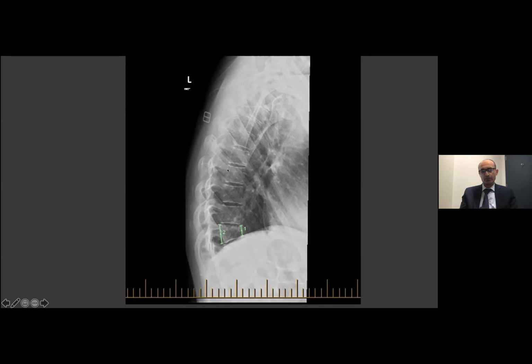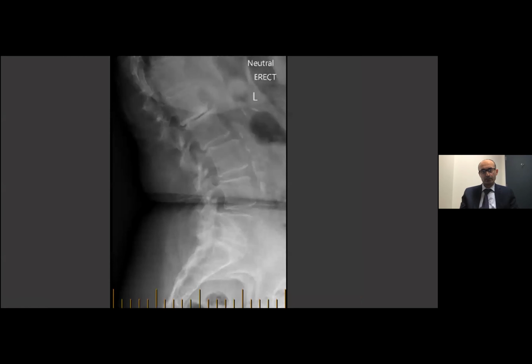But also I'll show you how this one can easily miss other small things that could be potentially important. So an erect X-ray is a good starting point, also in the lumbar spine. This one is erect and neutral, and that gives me a lot of information straight away.